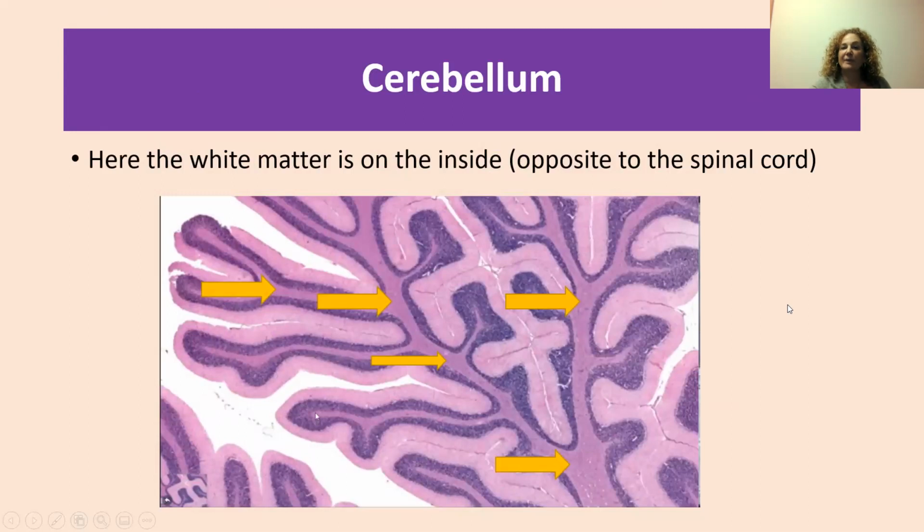Next, we're going to move on to the cerebellum. The cerebellum has a very interesting conglomeration to it, and the point, of course, is to increase its surface area. But what's important is it also has a white and gray zone similar to the spinal cord, the difference being that the gray zone is now on the outside and the white zone is now on the inside. So where the arrow is pointing would be your white matter. And on the outside of the white matter is your gray matter.